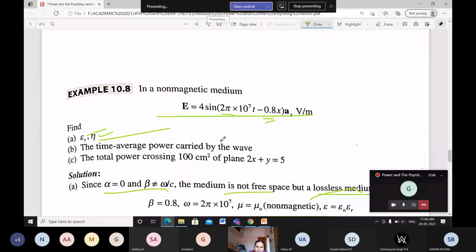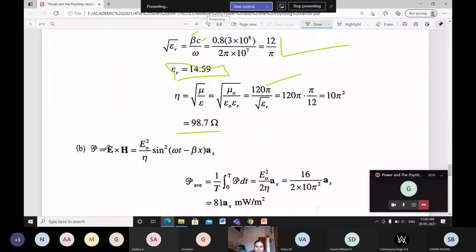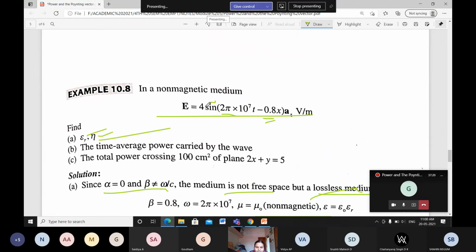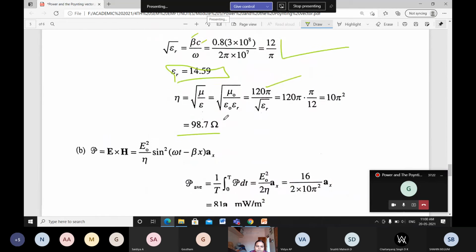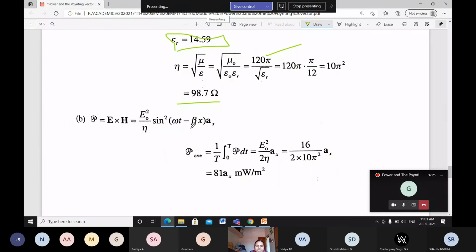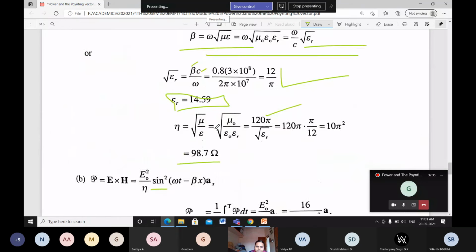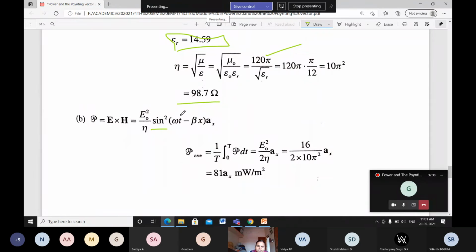Next is the time average power. That is P is going to be E cross H. That is nothing but E naught square by eta. In this case, it is given as sine. Observe here, sine. For that reason, here it will be sine square of omega t minus beta x into ax. In the theory part, we took a cos, but here it is taken based on the problem, what is given, that you have to take.